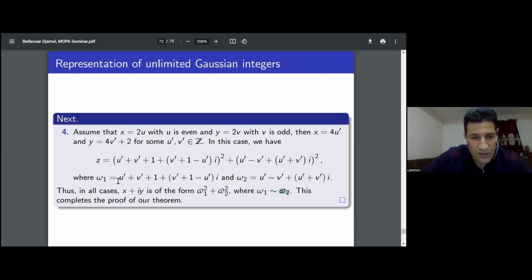Look at this. For example, in this omega, this is the real part, and this is the imaginary part. But the imaginary part is u prime plus v prime.